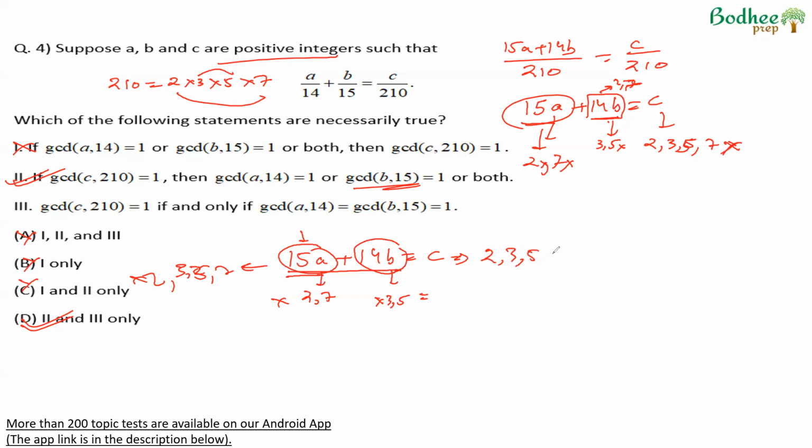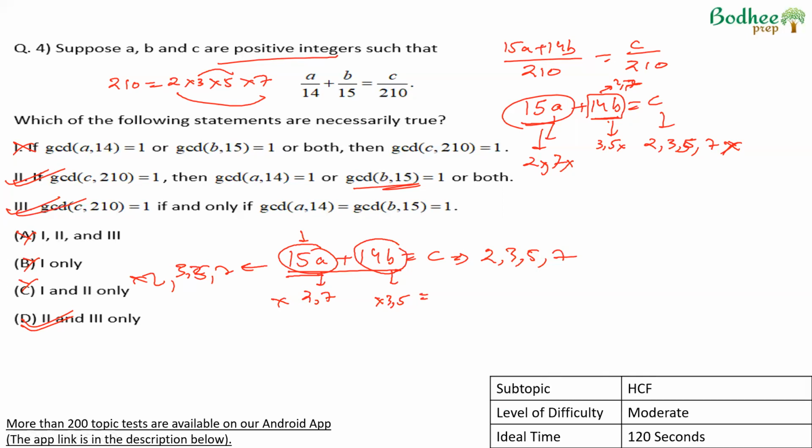Since C is not a multiple of 2, 3, 5 or 7, GCD of C and 210, which comprises of only 2, 3, 5, 7, will be 1. Hence 3 is also true. Putting in values and trying to prove it false is also a good approach for this question. But in terms of level of difficulty, I would say this is still a moderate to difficult level question, and 2 to 2.5 minutes would be required to solve this question.